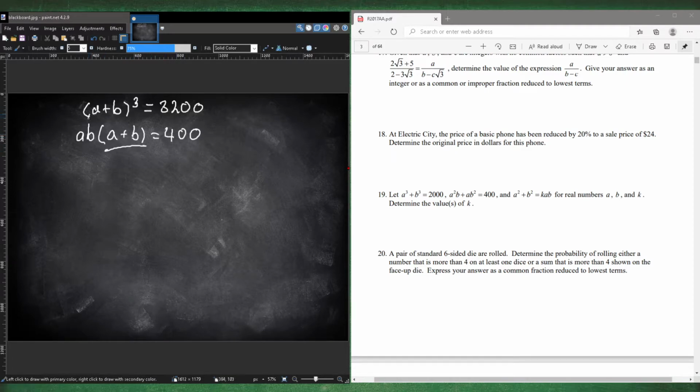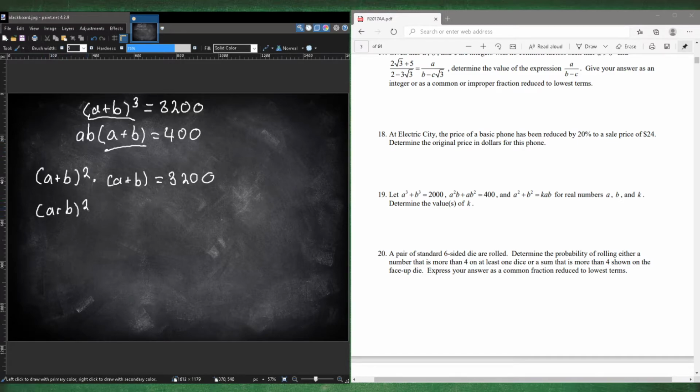So I notice that this and this are the same, and this one's cubed while this is squared. So what I would like to do is separate this from a plus b cubed into a plus b squared times a plus b, and that equals 3200.